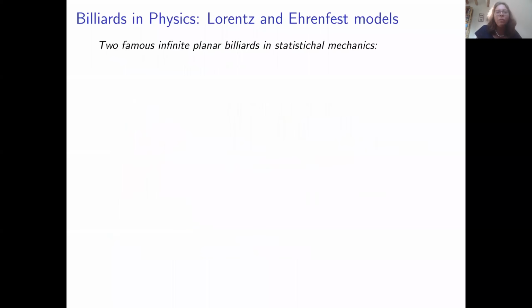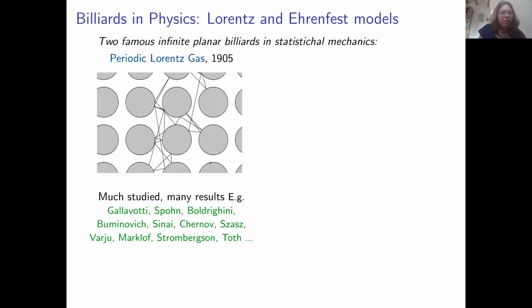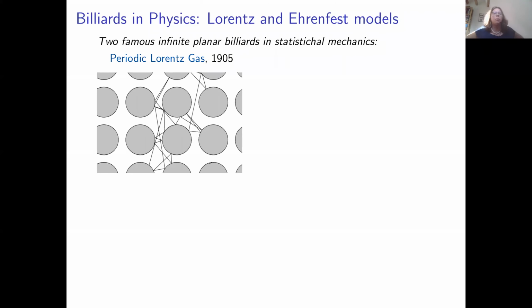So let me give you some examples of motivation for why one is interested in billiards, and again, the difference between fast and slow chaos. So I want to move now to two infinite billiards. These are two famous billiards in statistical physics. One is called the periodic Lorentz gas. Many of you may have heard of it. This is an infinite billiard where the table is the full plane from which we remove a periodic array of circular scatterers. So it's like an infinite version of the Sinai billiard, and periodic in this case.